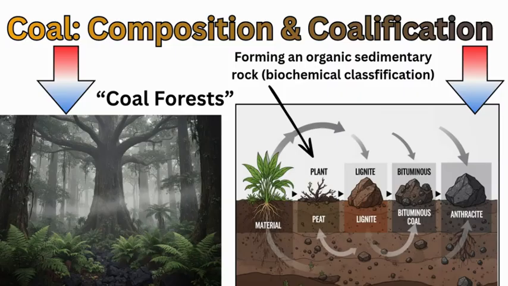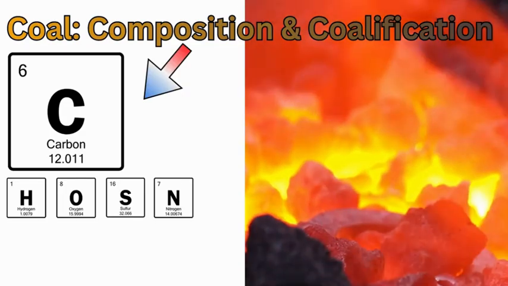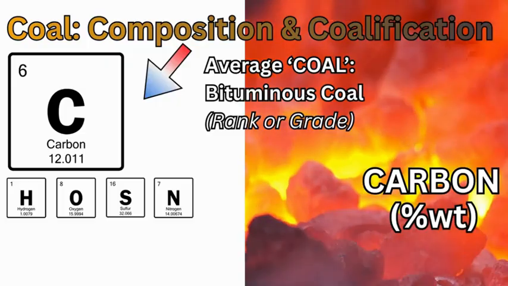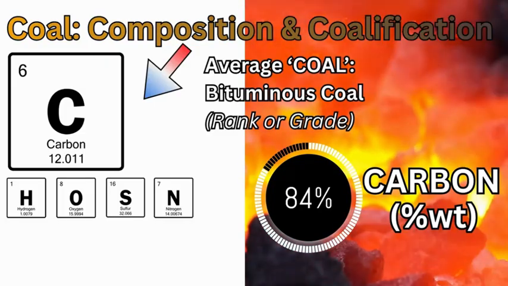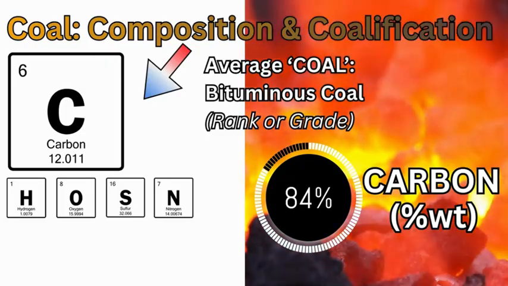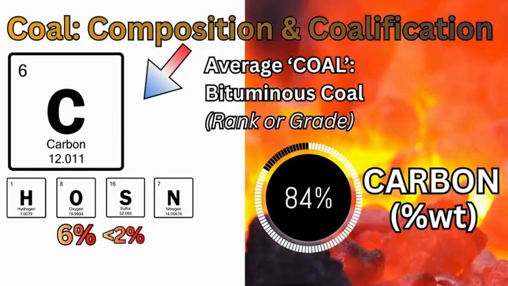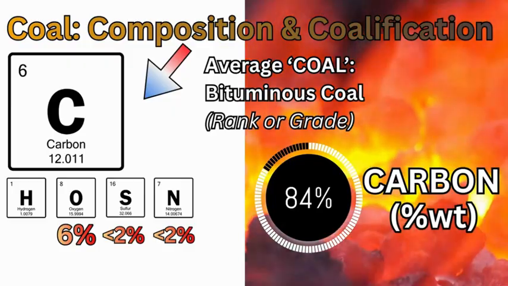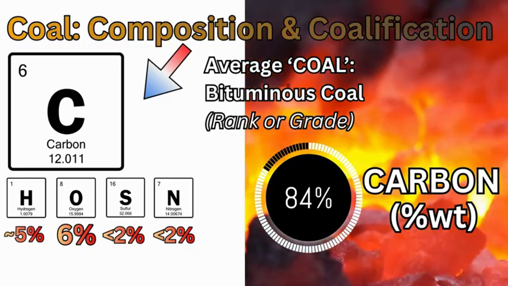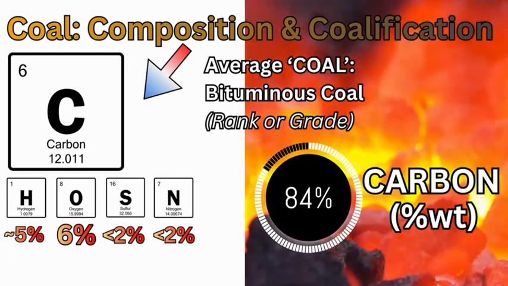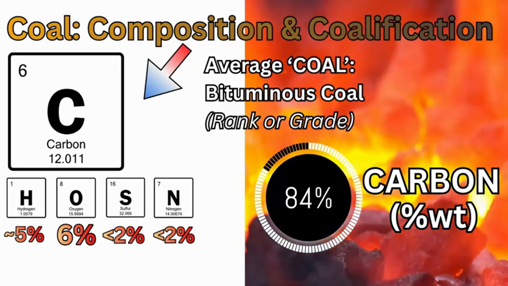Now, the composition of the average bituminous coal has an average carbon percent per weight of around 84%. And in addition to carbon, we have oxygen at 6% weight, sulfur less than 2% weight, nitrogen less than 2% weight, and hydrogen around 5%. So the majority of this coal is going to be 84% carbon by weight.